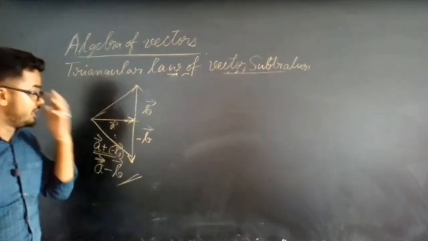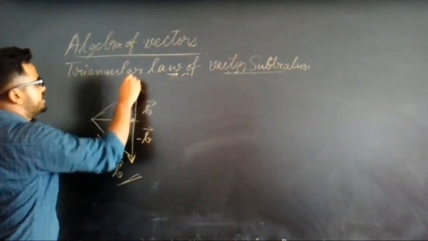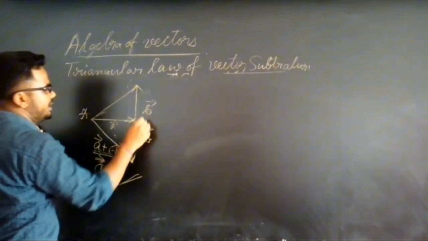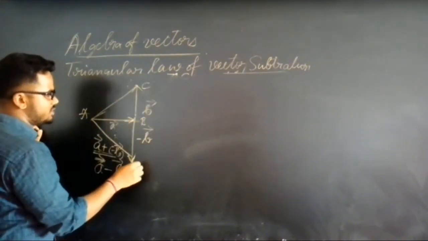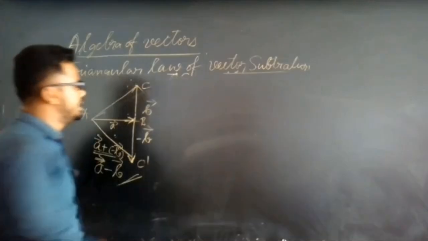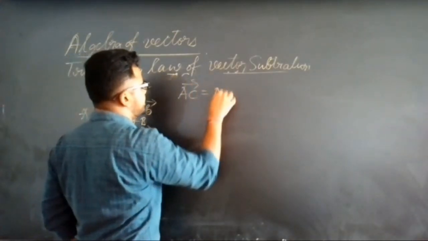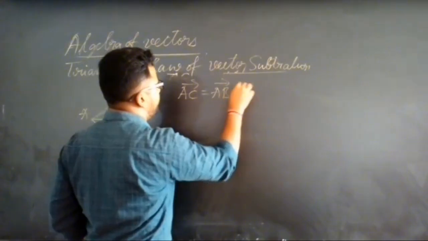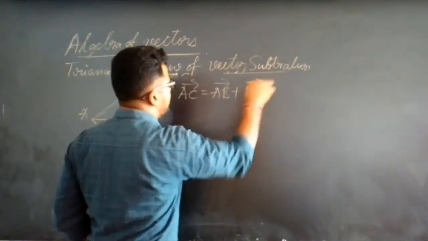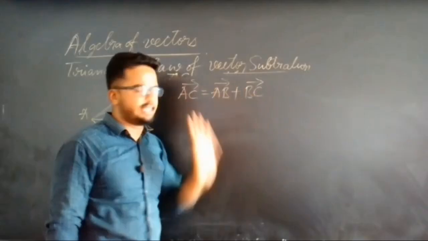That means if I want to write that in a statement properly, ABC. See, this is actually ABC, right? This is ABC. Now, we know that vector AC is equal to vector AB plus vector BC. I can call this AB plus BC.